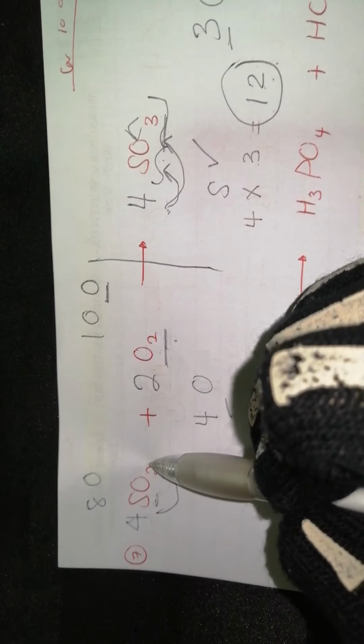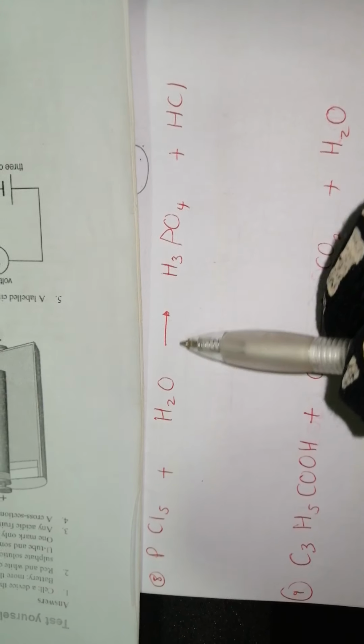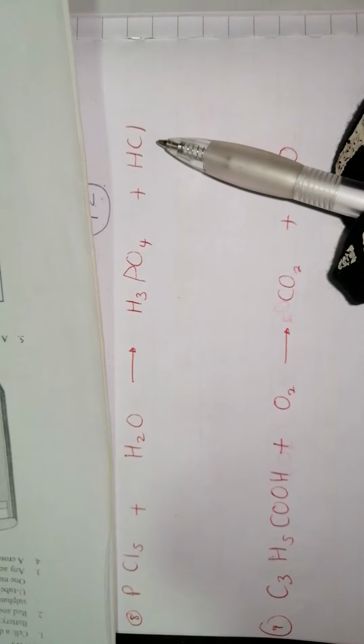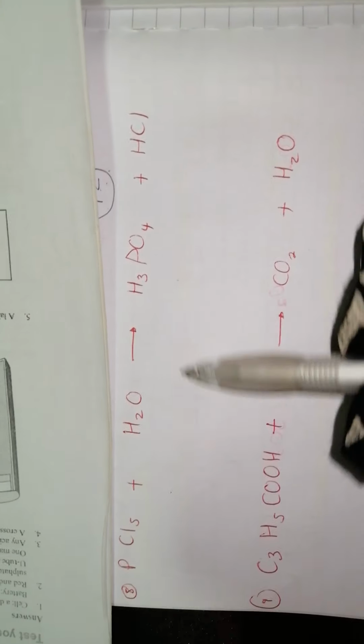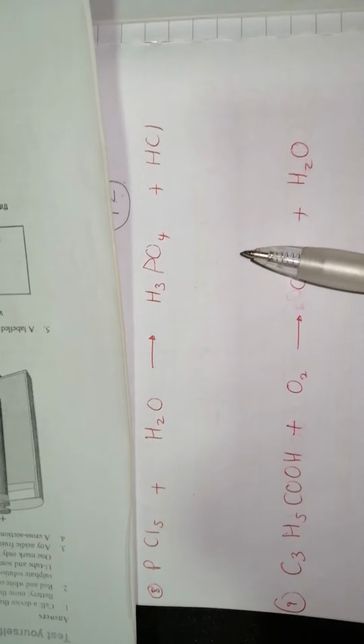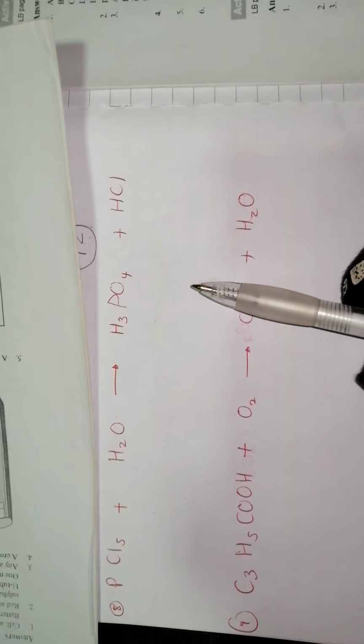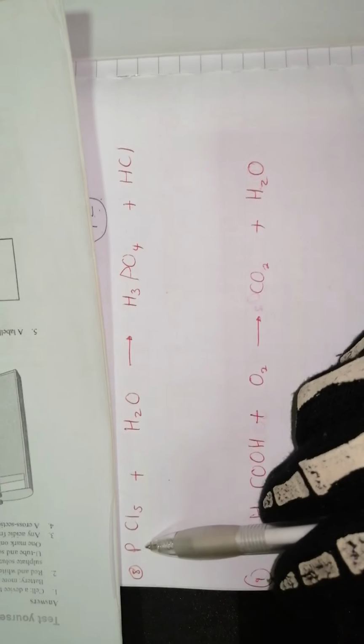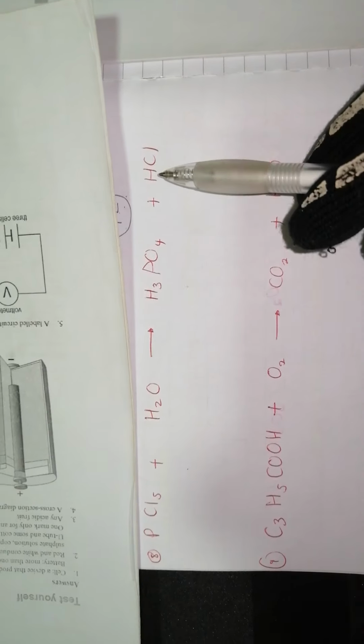Right, let's do another difficult one. Now, let's look at this one. You have PCl5 plus H2O giving you H3PO4 plus HCl. Now, remember we said we're not touching subscripts, we're only changing coefficients, and we're leaving hydrogen and oxygen for last. So we're going to start with phosphorus and chlorine.